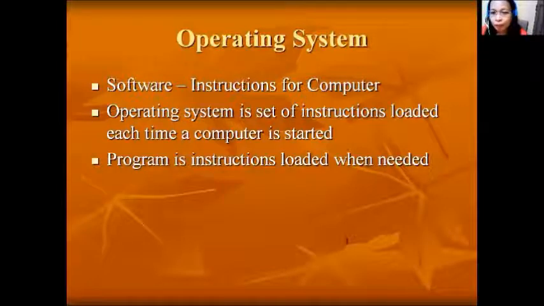When you say system software, we're talking about what? Operating system. And then, if we're talking about application software, what are the application software? Microsoft Office, Adobe Photoshop, okay? So those are examples of application software.